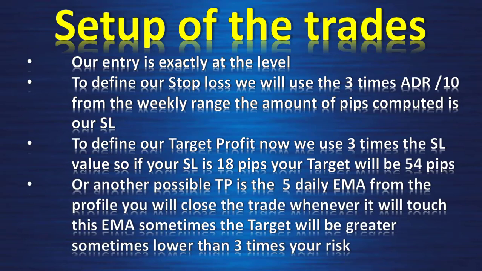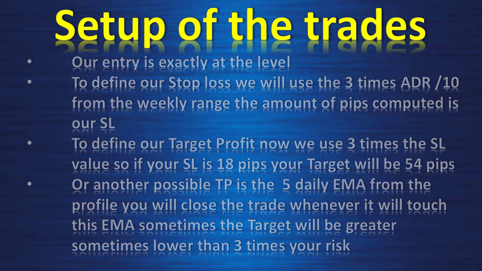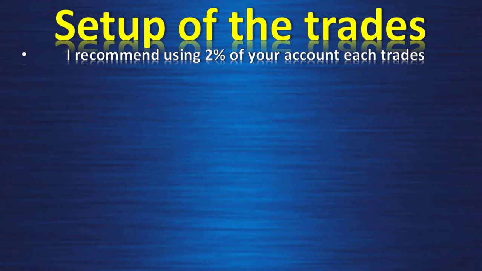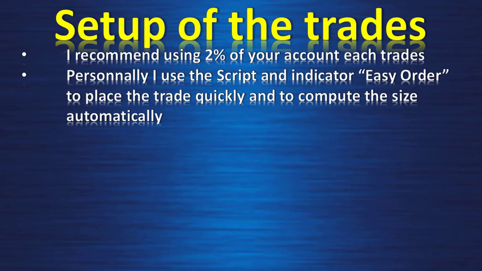Or another possible target profit is the 5 daily EMA from the profile. You will close the trade whenever it touches this EMA. Sometimes the target will be greater, sometimes lower than 3 times your risk. For each trade, I recommend using 2% of your account maximum. Personally, I use the script and indicator Easy Order to place the trade quickly and to compute the size automatically.